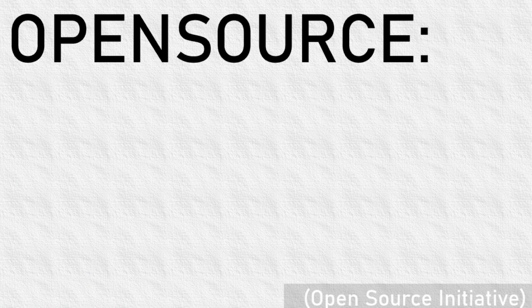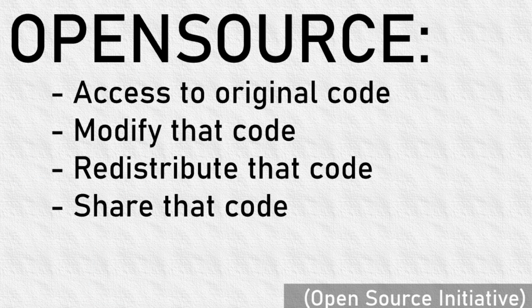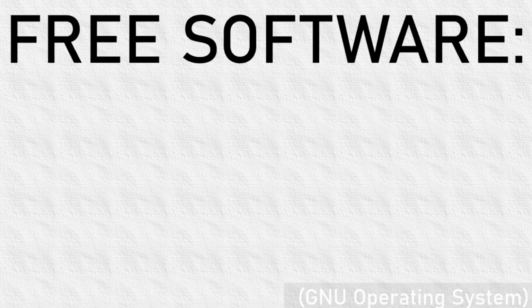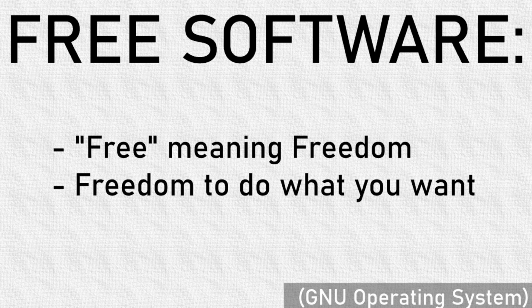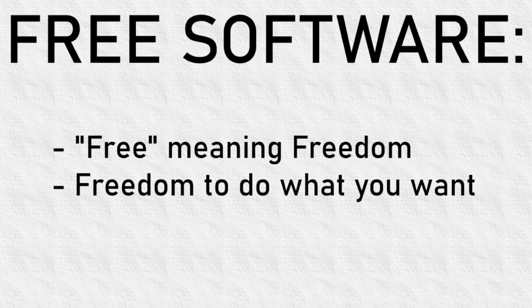Well, open source refers to one's ability to freely access a software's original code, and you're allowed to redistribute, modify and share that code. The free in free software refers to the idea of freedom as opposed to a price tag. The user is free to do with the program and the code what they want. That's what makes it free.